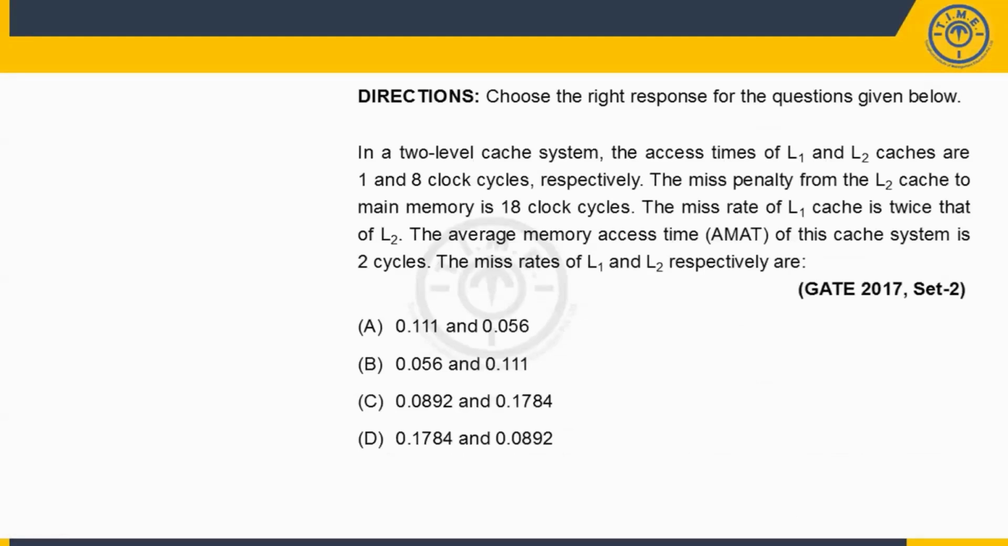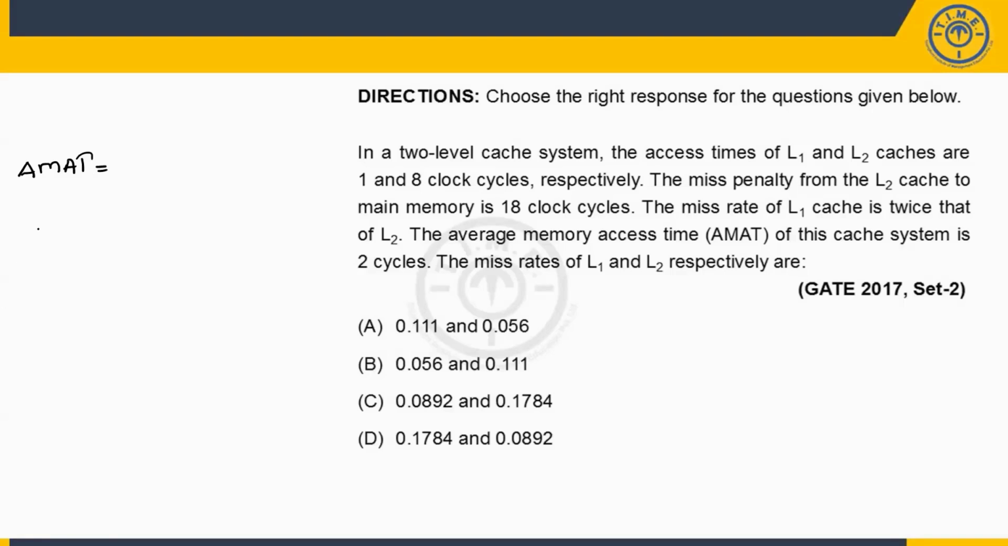Let us solve this question. This is also one of the important questions. Generally, what is the formula for average memory access time for a two-way cache memory? Balaji or Ravi, could you please let me know? For a two-way set associative cache memory, what is the average memory access time formula?